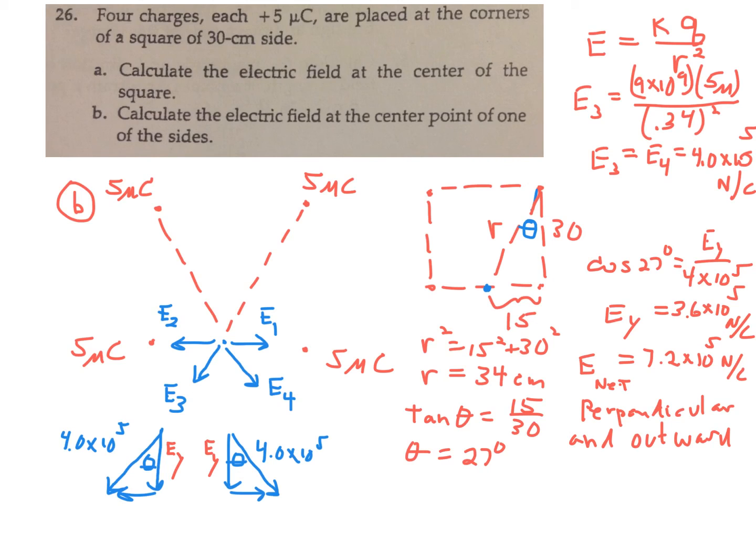That's the net field at the midpoint of each of the 4 sides of this square. Put a box around that. 7.2 times 10 to the 5th newtons per coulomb net electric field at the midpoint of each of the 4 sides.